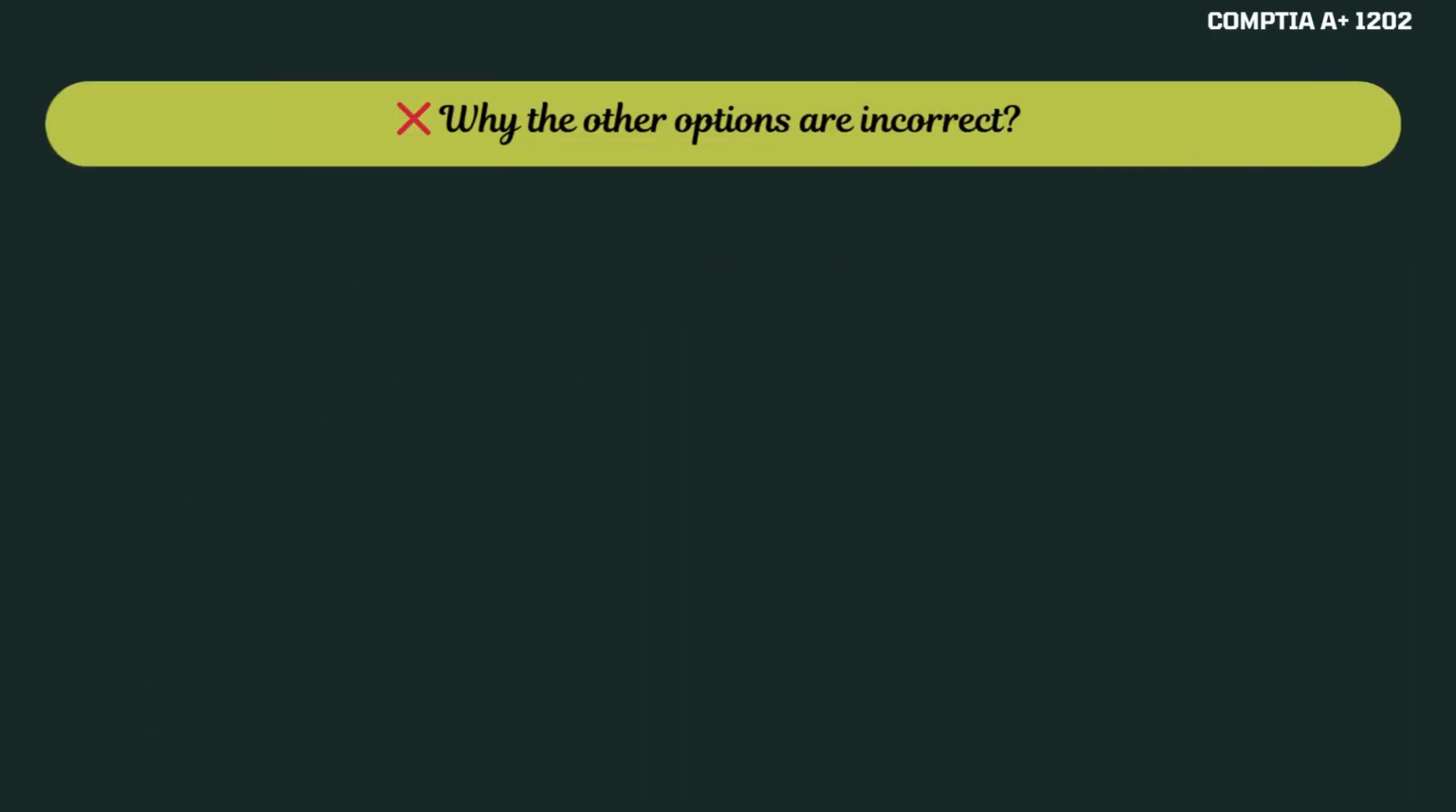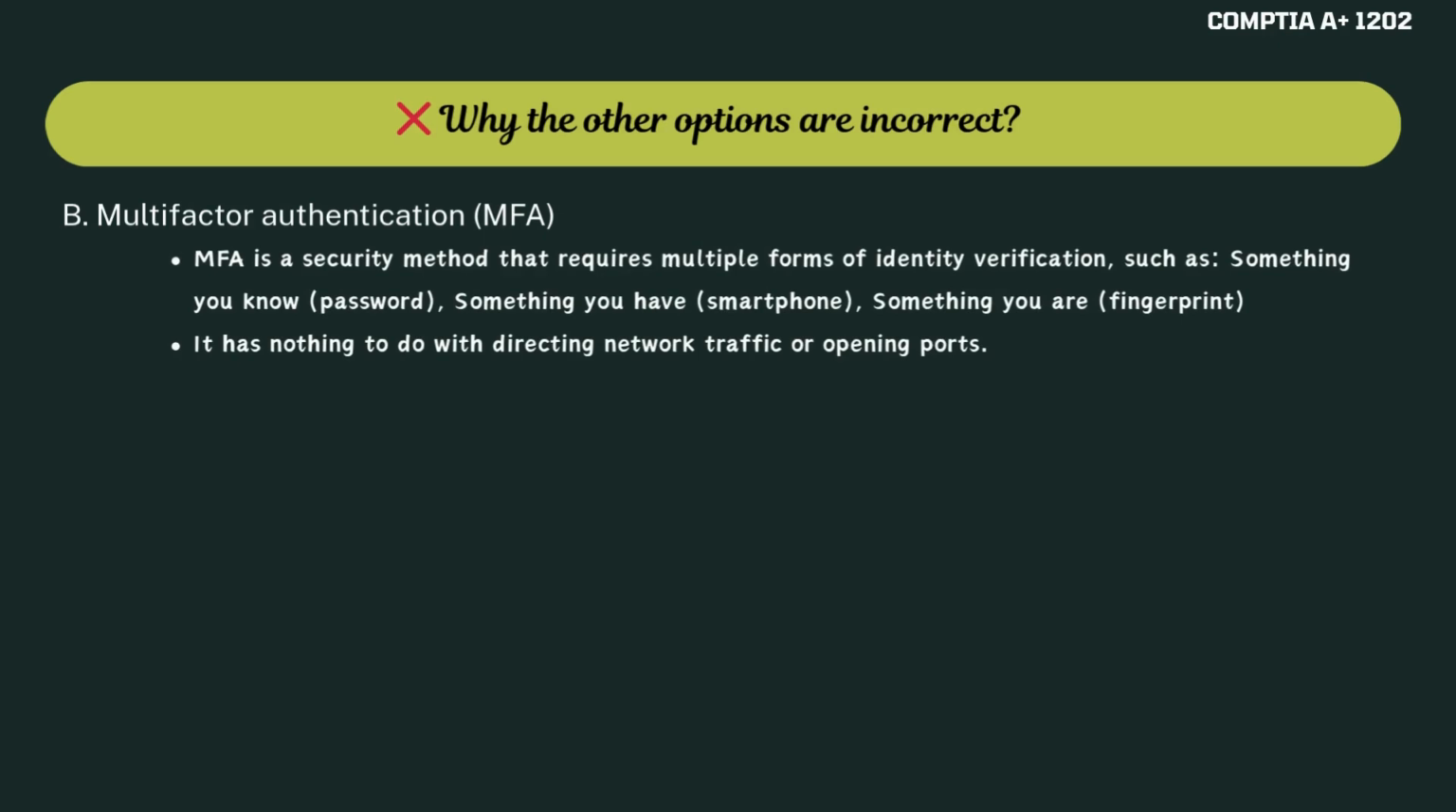Why the other options are incorrect? B. Multi-factor authentication. MFA is a security method that requires multiple forms of identity verification, such as something you know, password, something you have, smartphone, something you are, fingerprint. It has nothing to do with directing network traffic or opening ports.